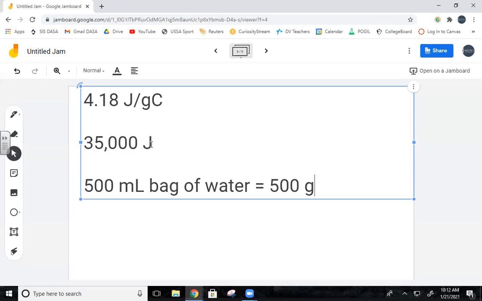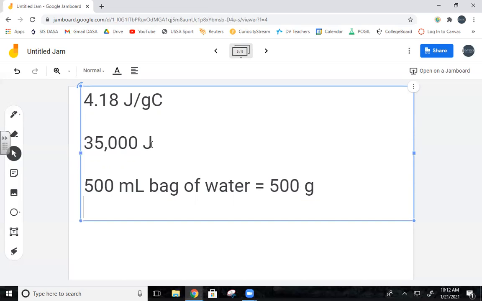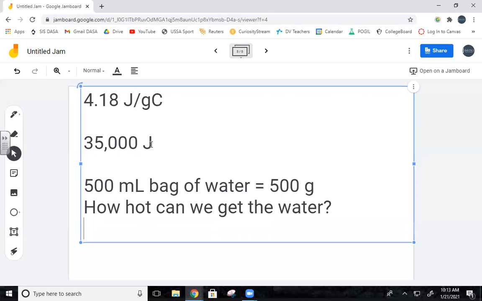All right. What we want to figure out is how much can we heat up our bag of water? How hot can we get it? How hot can we get the water? So how are we going to do this?